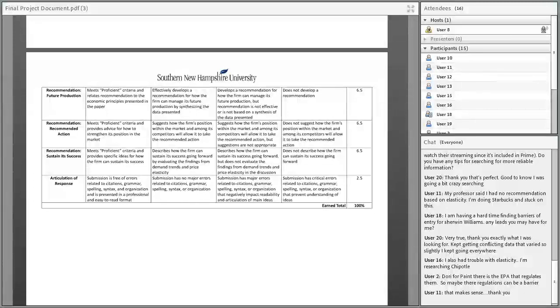Dory, hi, I'm having a hard time finding barriers of entry for Sherwin-Williams. Any leads you may have for me? Sherwin-Williams, for example, a barrier to entry could be branding. Other brands of paint can come in, but nobody knows what brand they are, and they might not purchase them. The other could be distribution, so reaching out to the consumer. New brands would have to negotiate sales through Home Depot, Lowe's, or other venues so that they can reach the consumers. So that could be a barrier to entry.